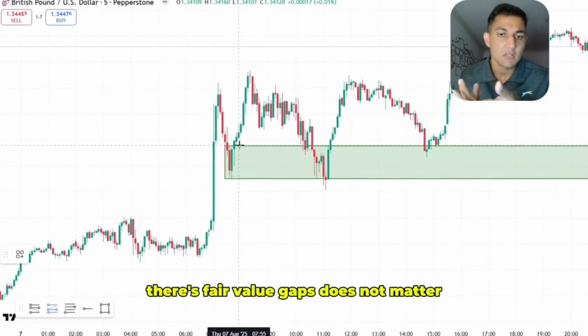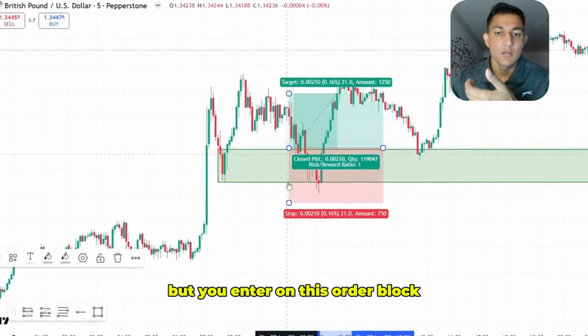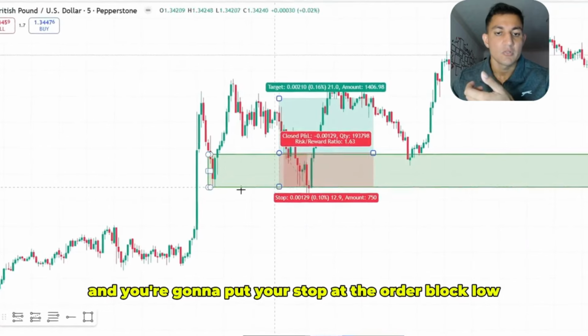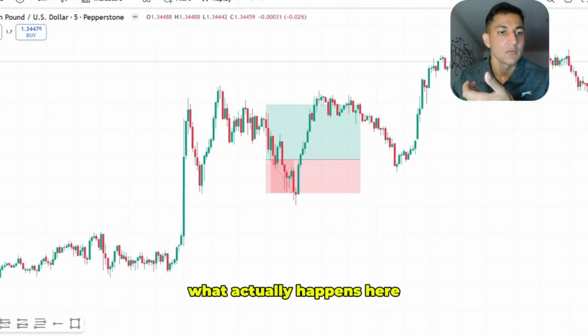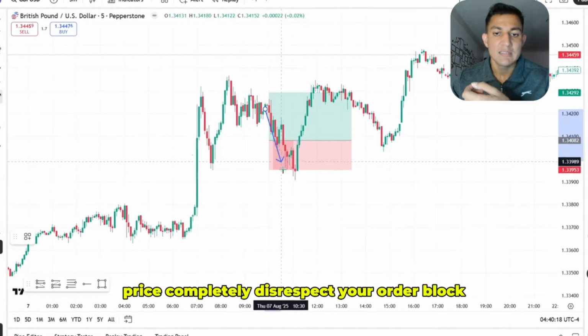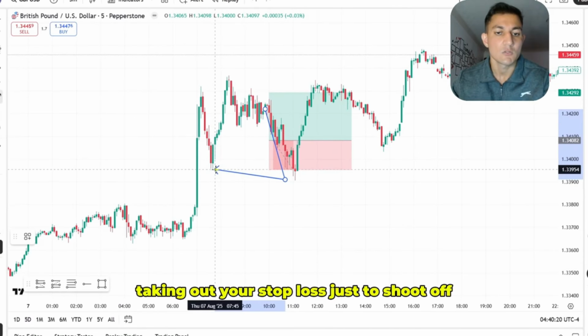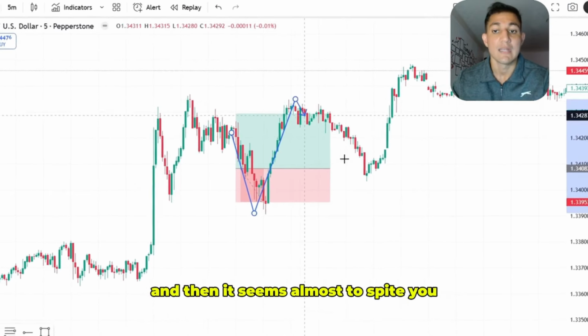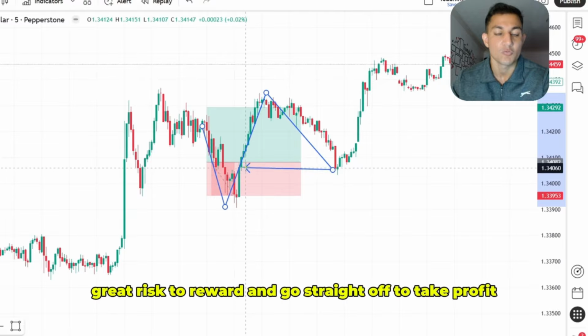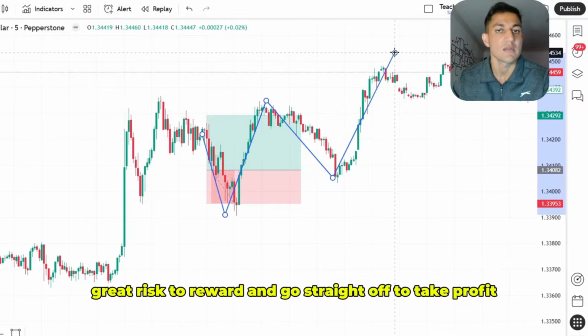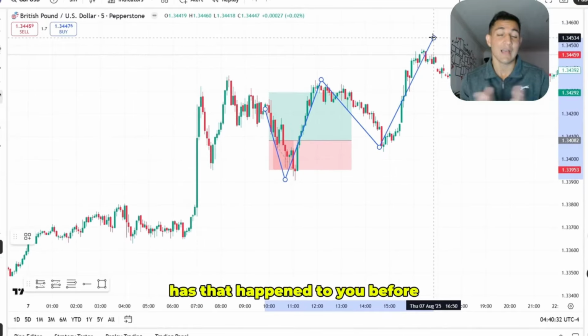You're bullish, there are fair value gaps, does not matter, but you enter on this order block, and you're going to put your stop at the order block low, right? And what happens here? What actually happens here? Price completely disrespects your order block, taking out your stop loss just to shoot off. And then it seems, almost to spite you, to give everybody else a nice happy entry, order blocks, fair value gaps, great risk to reward, and go straight off to take profit, right? Be honest, has that happened to you before?